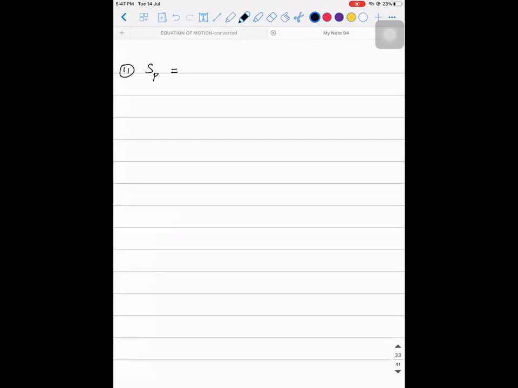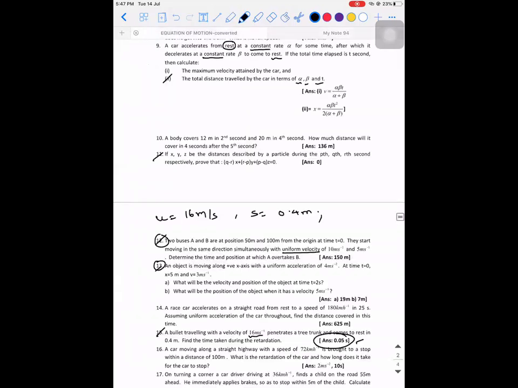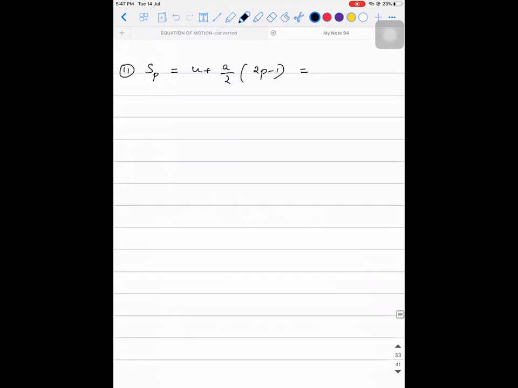So what is the distance traveled by the object in the nth second? U plus A by 2 into 2n minus 1. So U plus, in this case, I should write it as A by 2 into 2P minus 1, where here A stands for what? Acceleration of the particle, and U stands for the initial velocity. None of them are given in the question. So you have to eliminate it. So what is the distance traveled by the object in the pth second? It is x. So can I write this as x?